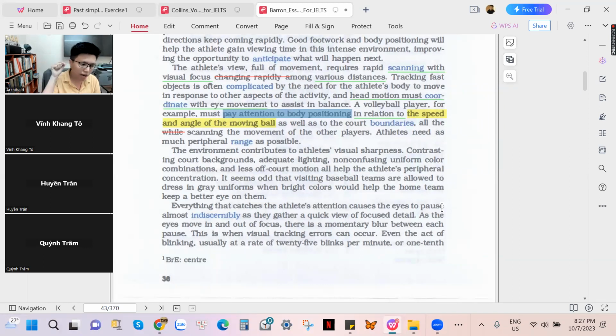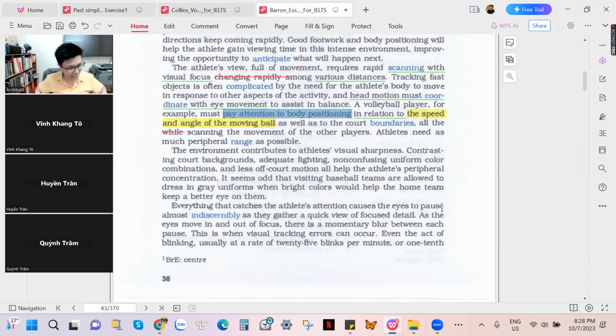Why does a volleyball player pay attention to body positioning? When a player plays volleyball, the way he moves his hands to hit the ball, he needs to make sure his body stands in the right way. If you stand like this, it's impossible for you to hit the ball with two hands. So you need to stand at the right position.